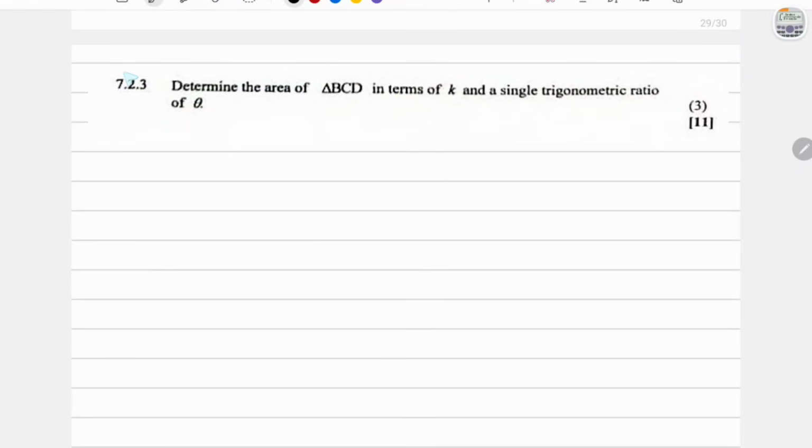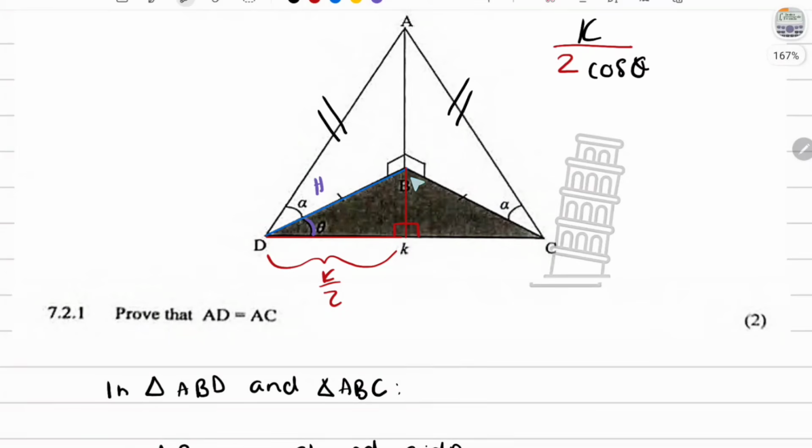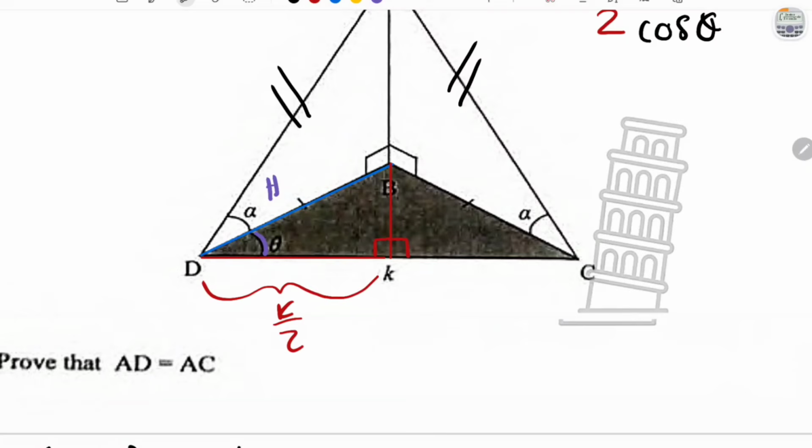Okay, so now we're on the last question, 7.2.3, and it says determine the area of triangle BCD in terms of K and a single trigonometric ratio of theta. So they want it in terms of K first of all, and it just needs to have a single trigonometric ratio of theta. Let's go ahead and look at our triangle. They say triangle BCD, this triangle here. So how can we find the area?